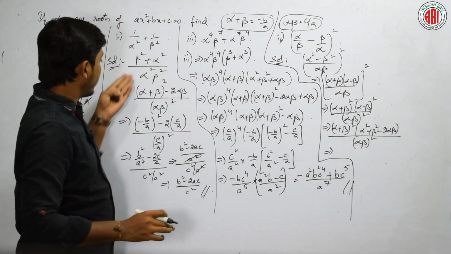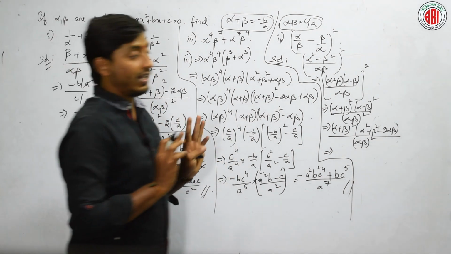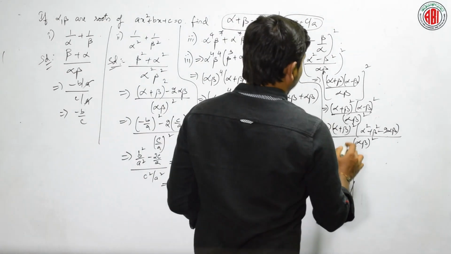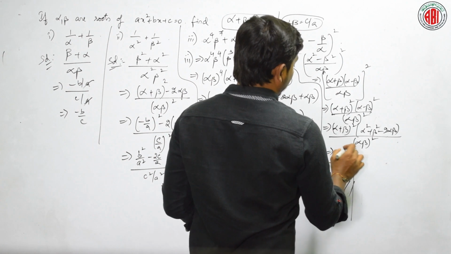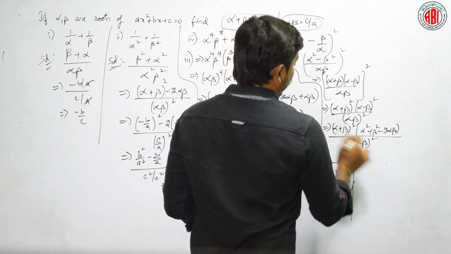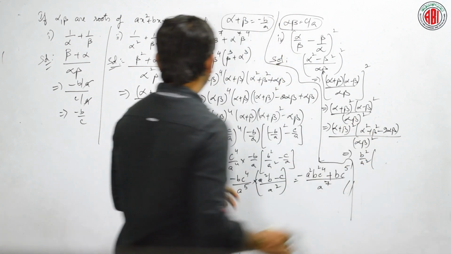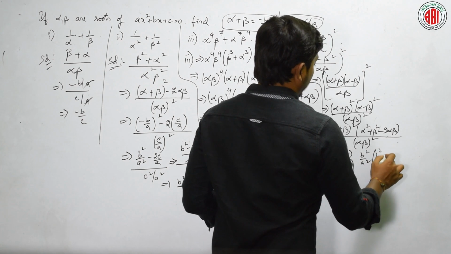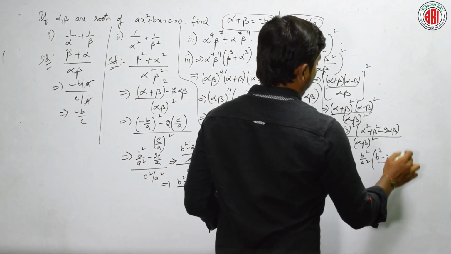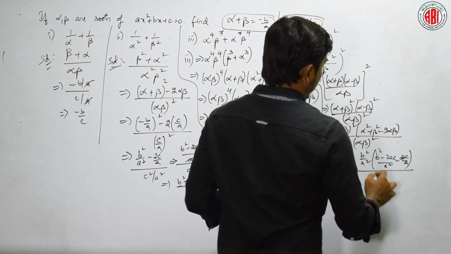So, let us check here. This is only the numerator, b square minus 2ac by a square. I will directly write it. Here it is minus b by a, that is b square by a square into this term, b square minus 2ac by a square, minus 2c by a, whole divided by c by a whole square.